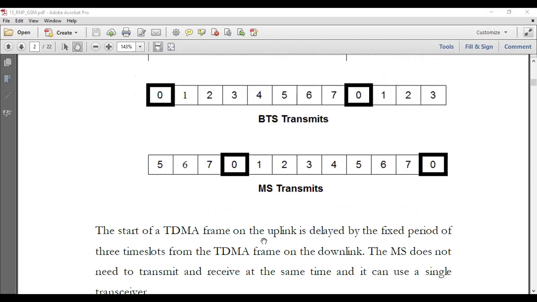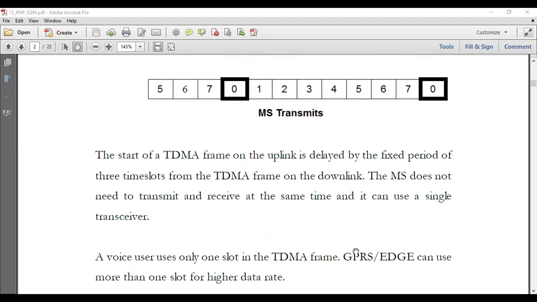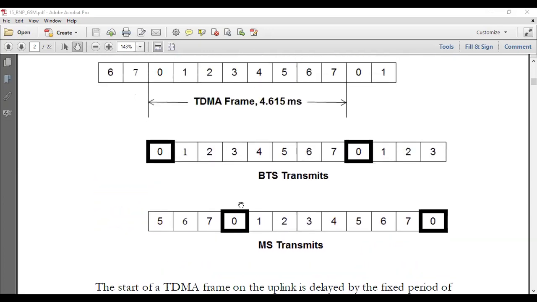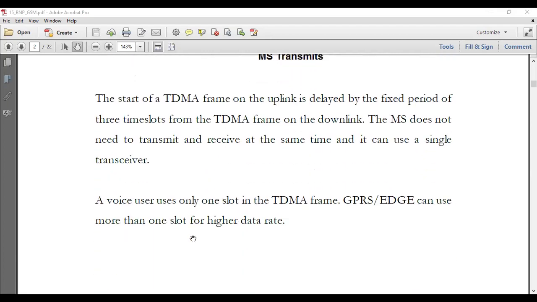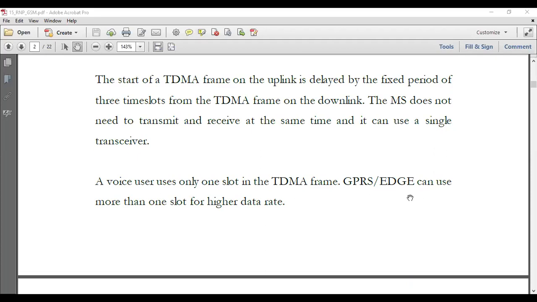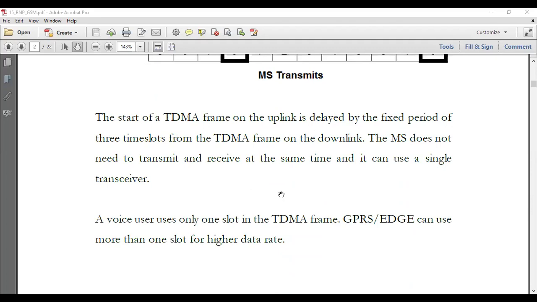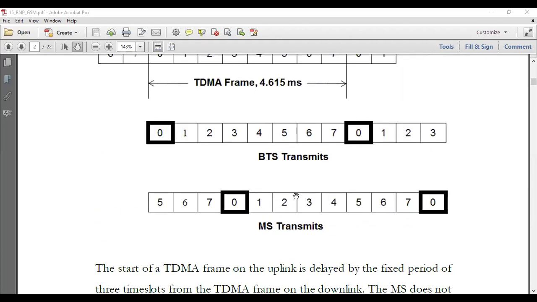For GPRS or EDGE, multiple time slots can be allocated to the same user. For voice users, GSM means you use only voice. For voice use, only one time slot is allocated, and it is good enough for voice purposes. But for data use, there is no limit. The requirement varies. So if you have a high data requirement, then more time slots will be allocated. Even 4 or 5 time slots can be allocated to a user. Normally 4 was the maximum.